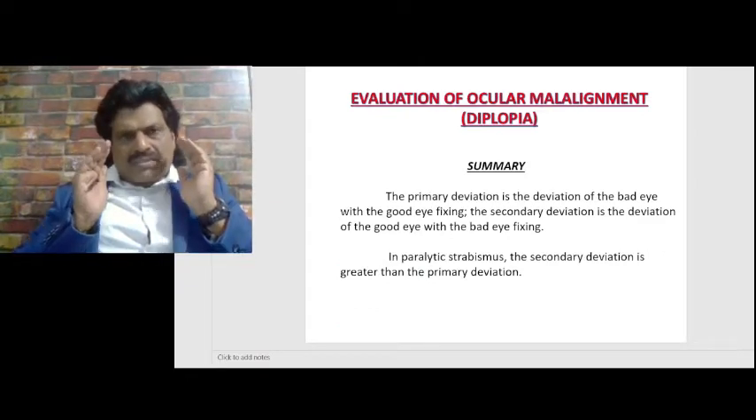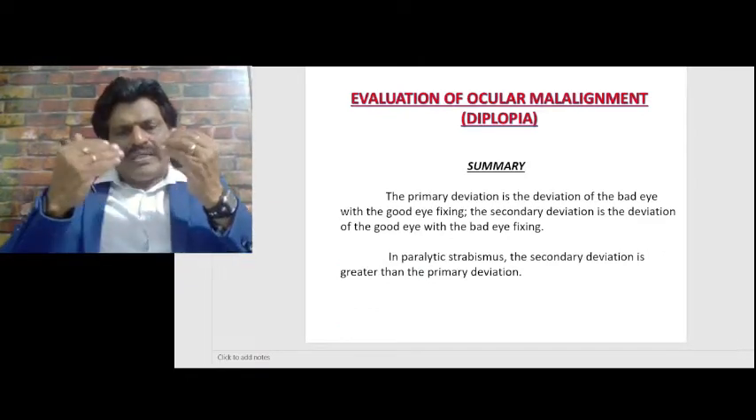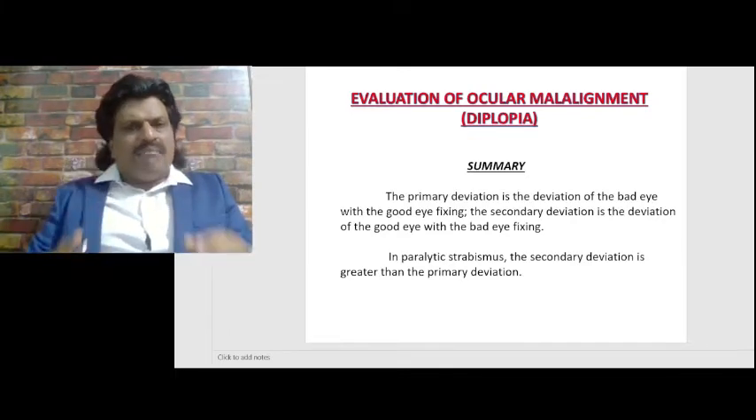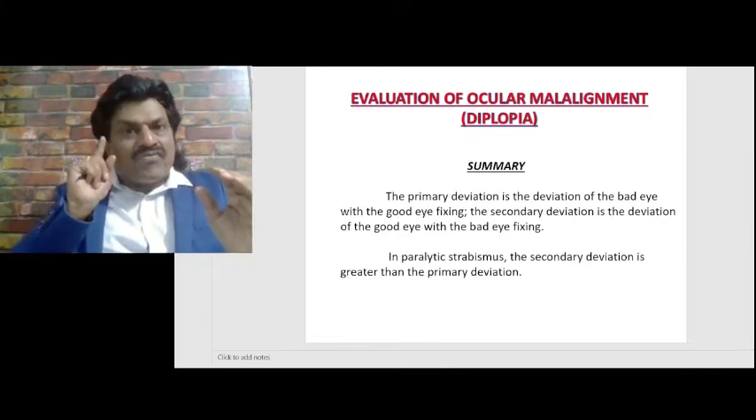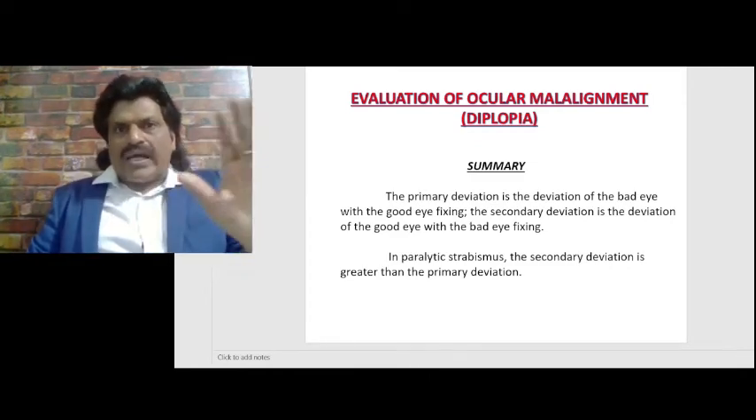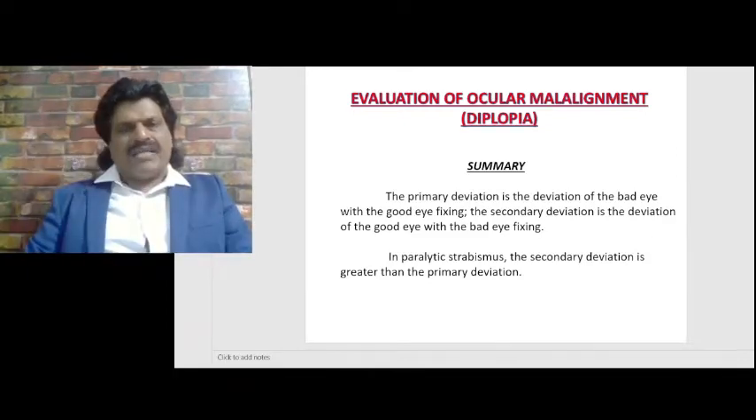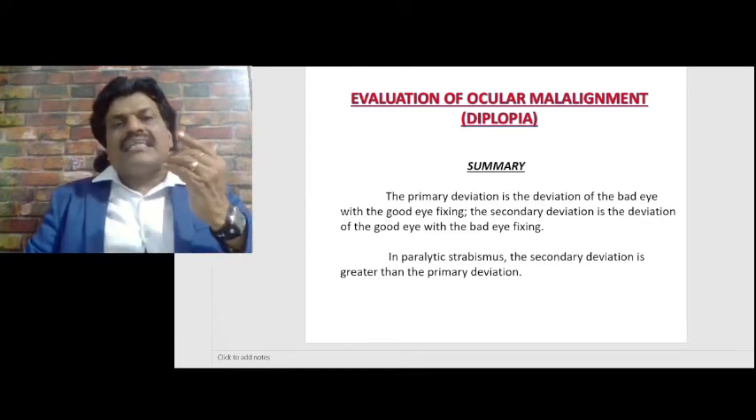So secondary deviation is always greater than the primary deviation. To summarize, the primary deviation is the deviation of the bad eye with the good eye fixating, and the secondary deviation is the deviation of the good eye with the bad eye fixating. In paretic strabismus, the secondary deviation is greater than the primary deviation.